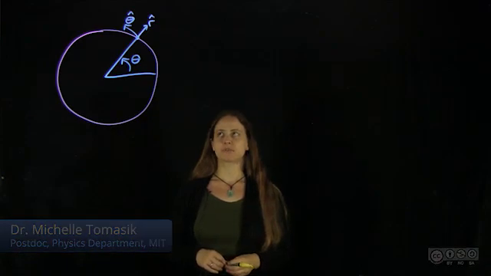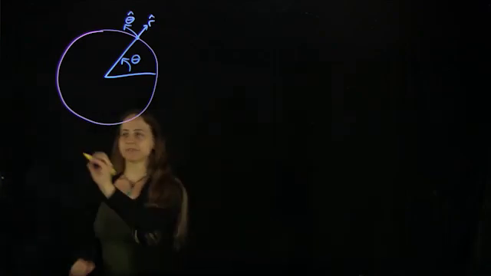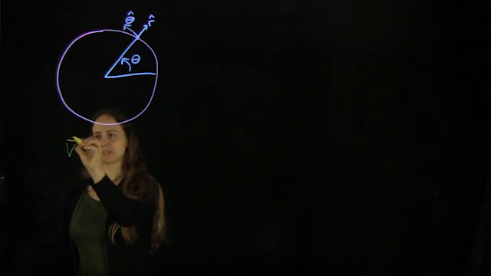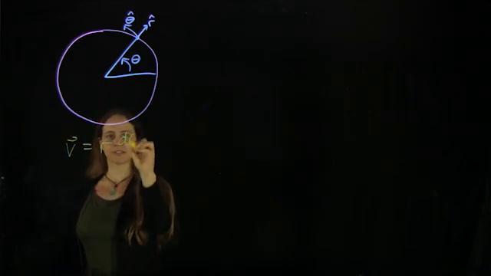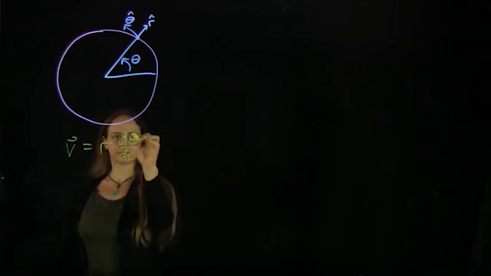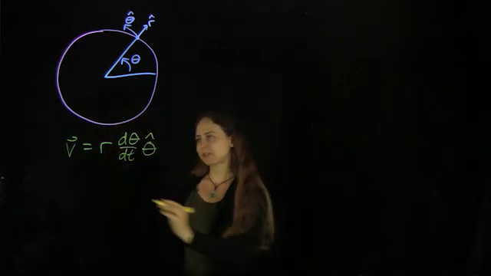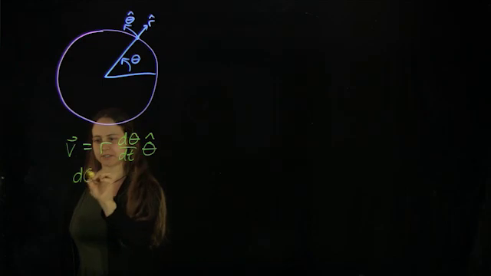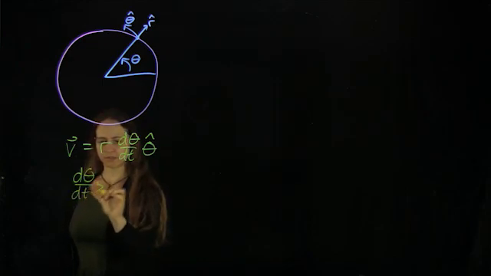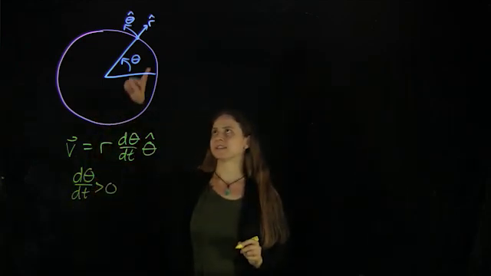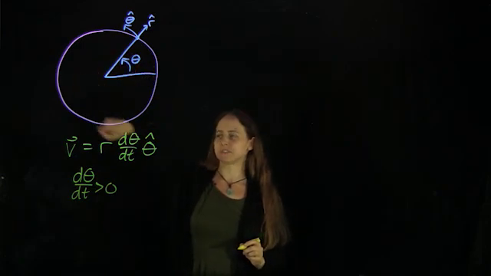Now we'd like to talk about angular velocity. For a particle traveling in a circle, we've seen that the velocity can be written as r d theta dt in the theta hat direction. And we've also seen that d theta dt can be positive, in which case theta is increasing, and so the particle is traveling around the circle in this direction.